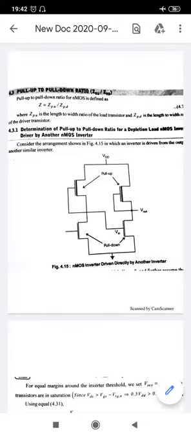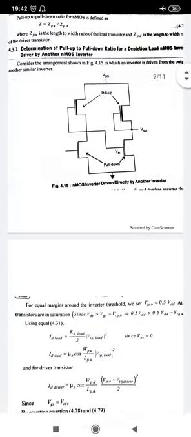Hello students, today I am delivering the lecture about the pull-up to pull-down ratio of the NMOS and PMOS, basically NMOS transistors. In this case, the pull-up to pull-down ratio for the NMOS, basically Z, is equal to ZPU upon ZPD, meaning pull-up upon pull-down. ZPU is the length to width ratio of the load transistor, and ZPD is the length to width ratio of the driver transistor, basically.